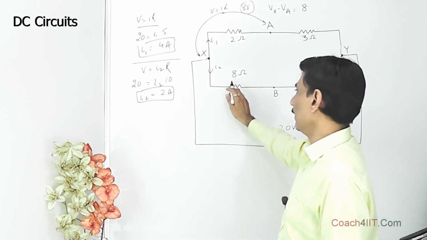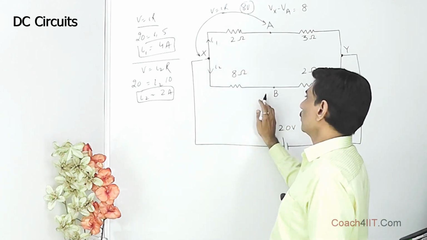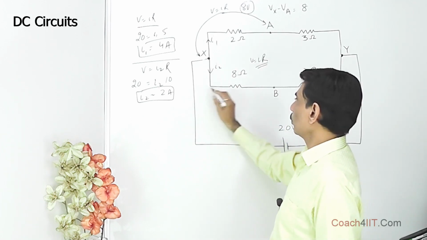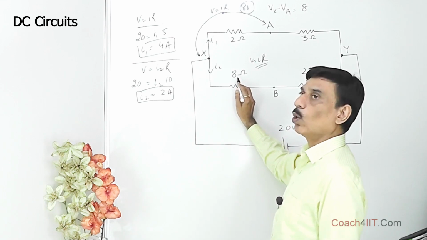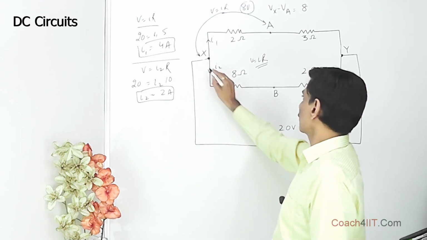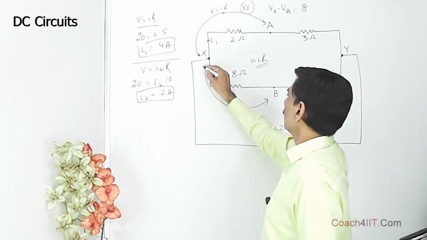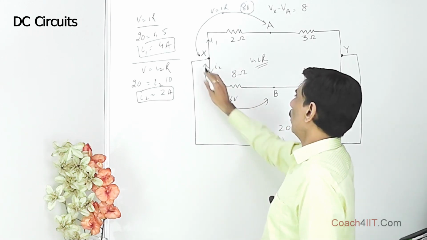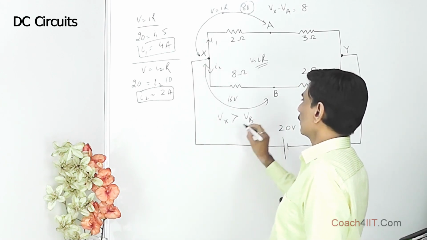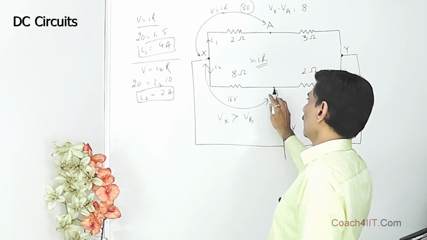Similarly, we can find the potential difference between X and B using V is equal to IR. In this arm, the current is 2 ampere, so 2 into 8, 16 volt. So the potential difference between X and B is 16 volt. Obviously Vx is greater than Vb because the conventional current is flowing in this direction.